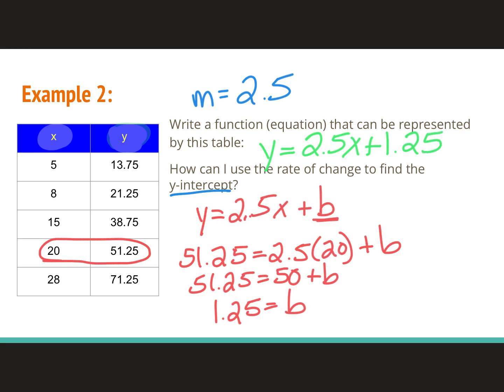If you're looking at your graph, sometimes they'll give you an x value of 0, and then you just plug in that corresponding y value. But if you don't have the x value of 0, this is what you do. You plug in one of the points for your x and y to figure out what b is. Okay, so go ahead and try these in class, and I will see you if you have any questions.